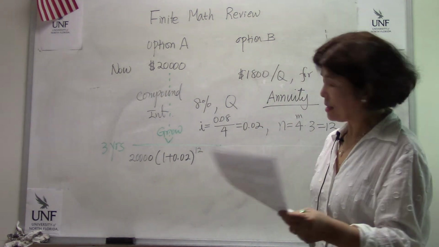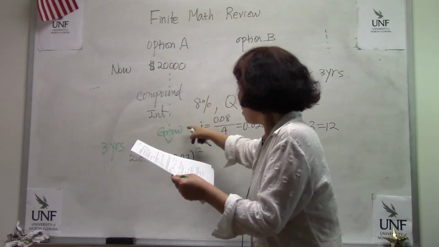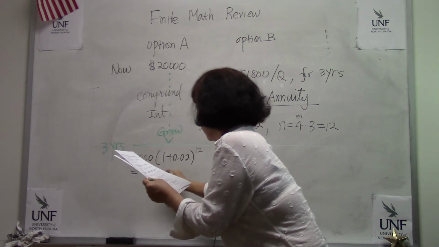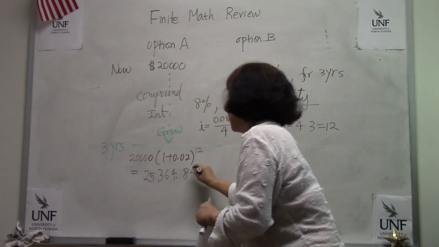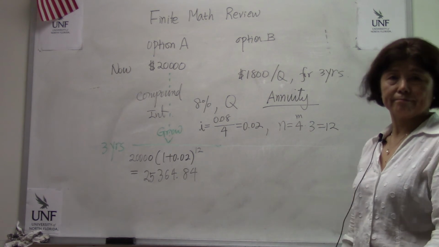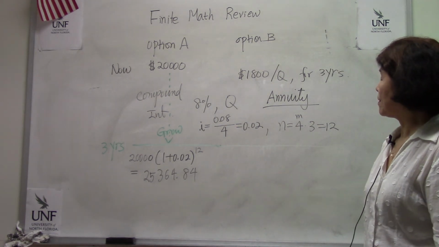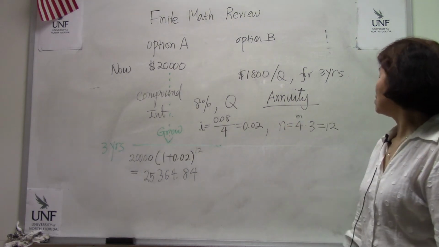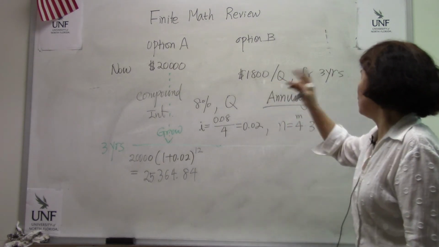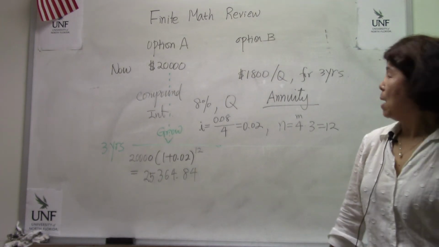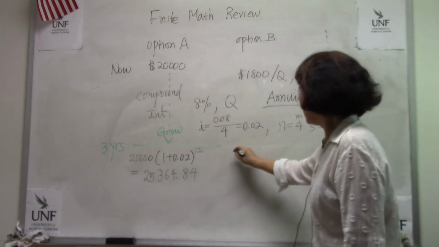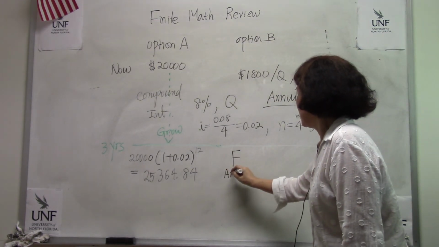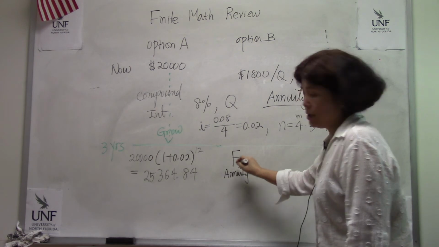So how much is that? The money will grow to $25,364.84. Okay? Now, after 3 years, you receive this much money for 12 times. How much money are you going to have in the bank? So that is a future value. Okay? But this is an annuity. Yeah, annuity future value.